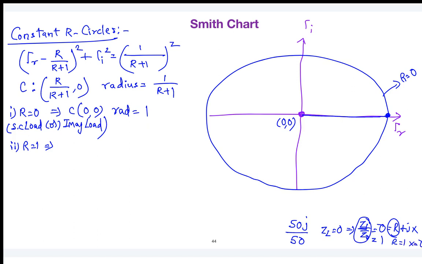So when r is equal to 1, where is the center? It is 1 by 2 comma 0 and your radius will be 1 by 2. So 1 by 2 comma 0 means somewhere here, and your radius will be exactly half this much. So your circle is going to become like this. This is my circle, r is equal to 1.